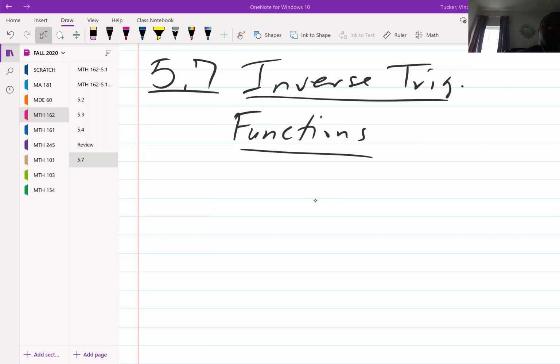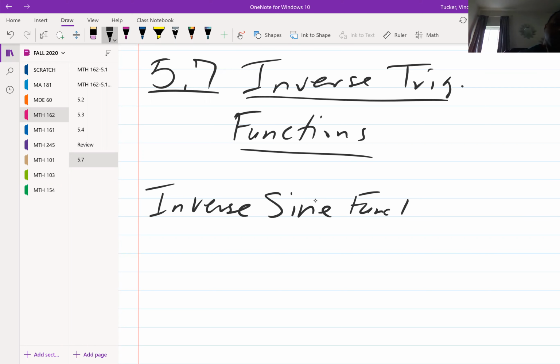All right, so 5.7, inverse trig functions. Let's look at, start with the inverse sine.